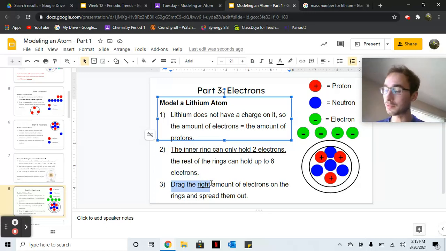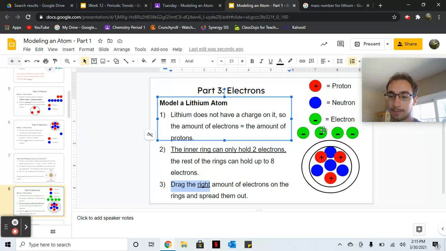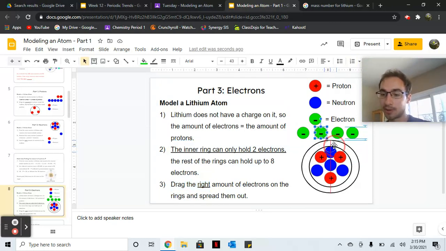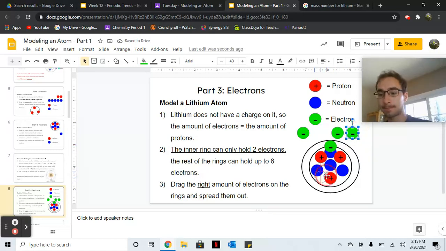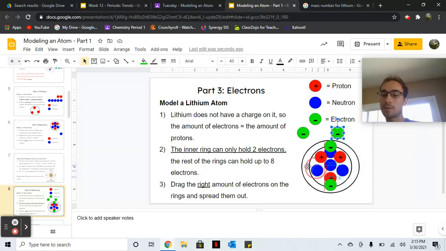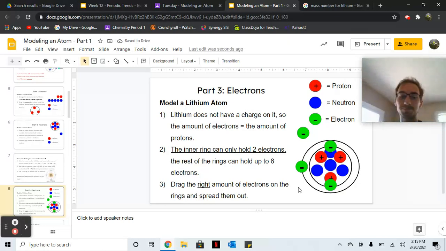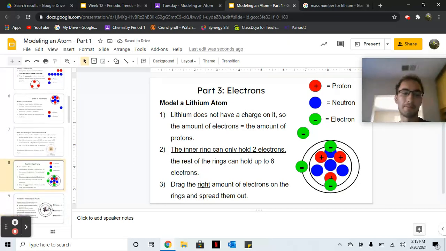So if I have 3 pluses, then I need 3 minuses. And like I said, you can only hold 2 on the first ring. So it's usually customary to put the first 2 vertical like this, so they're both in the first ring. And then the last electron, to spread it out, you want it to stay away from those other negatives. So you can put it either to the left or to the right. That's how you do lithium.